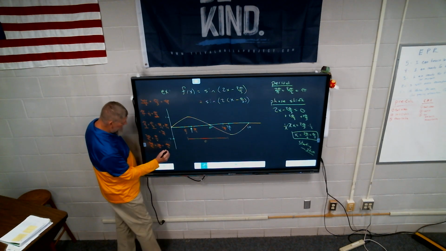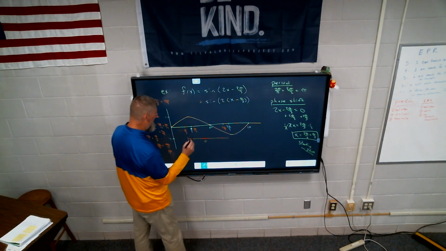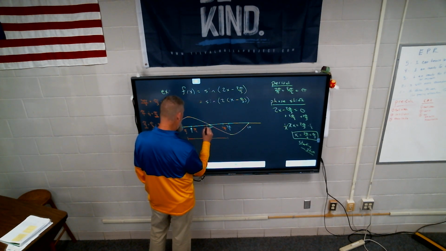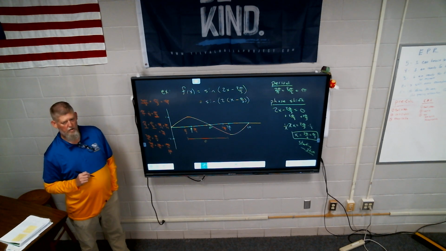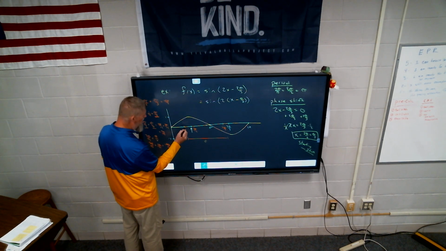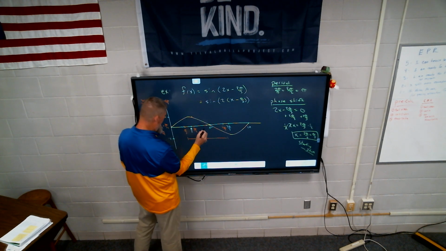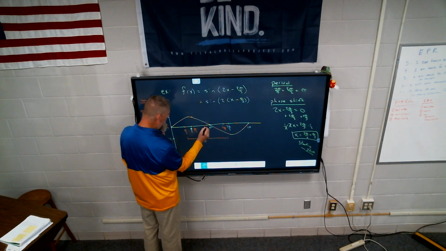5 pi over 6. And that's on the unit circle, right? Yeah. That's right before pi. It's right in here. Okay, so then this is going to be my 0. At 7 pi over 12 is going to be my maximum. At 5 pi over 6, it's going to be back to 0, right?